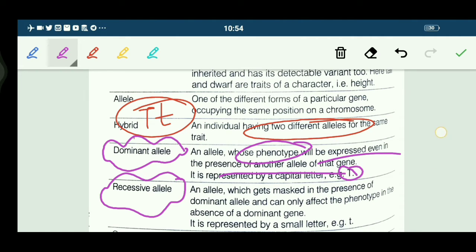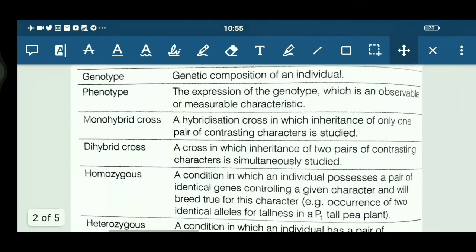And what about the recessive allele? An allele which gets masked in the presence of a dominant allele. Masked means hidden. It can only affect the phenotype in the absence of a dominant gene. So, remember this thing, if dominant gene is not present, only then recessive will be able to express itself. Okay? For example, small t. It is represented by a small letter. Like yesterday we had done a dwarf plant, small t.